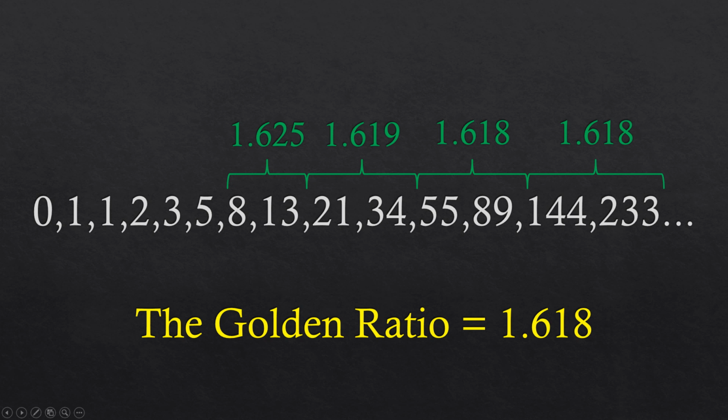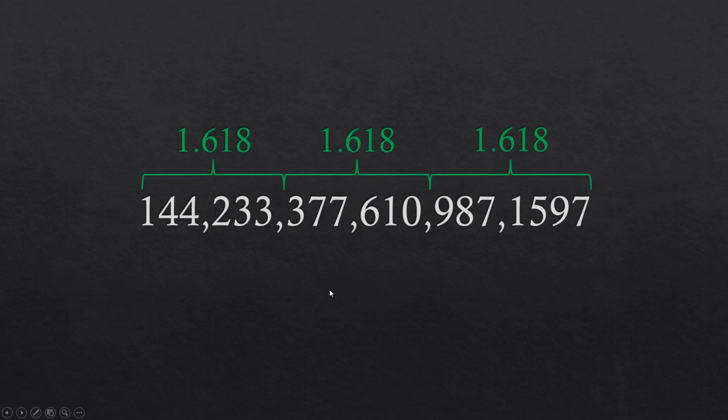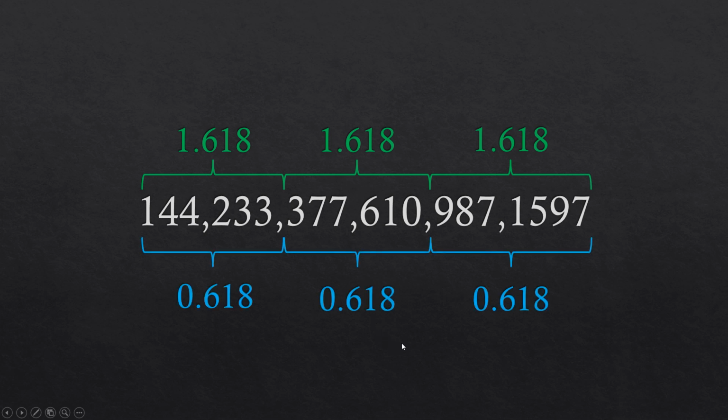Let's take the higher numbers in the sequence so we can observe other properties. Here we can observe that if we divide one term by the previous term, we get the 1.618 ratio. Another interesting thing is that if we divide one term by the next number in the sequence, we'll always get the 0.618 ratio. These are the two simplest and most powerful Fibonacci ratios.